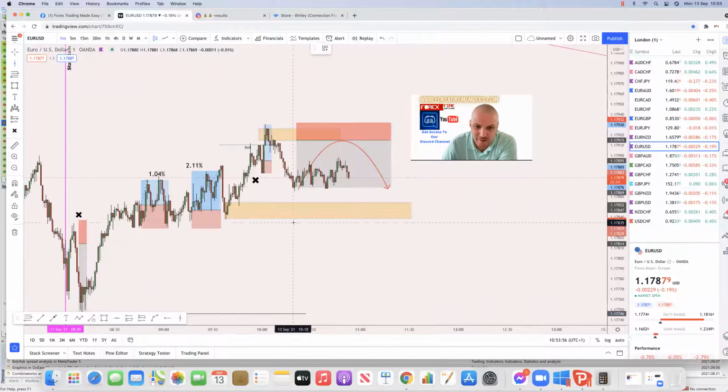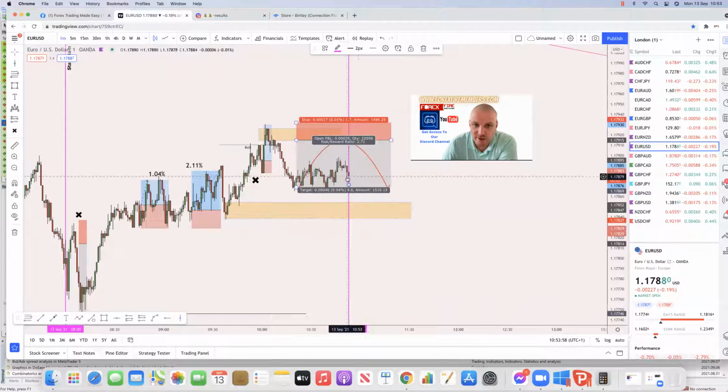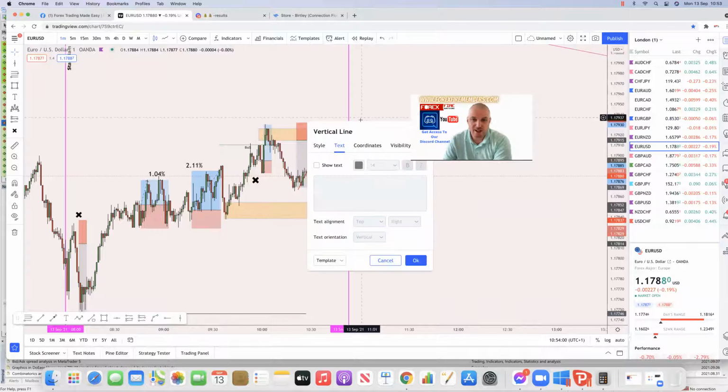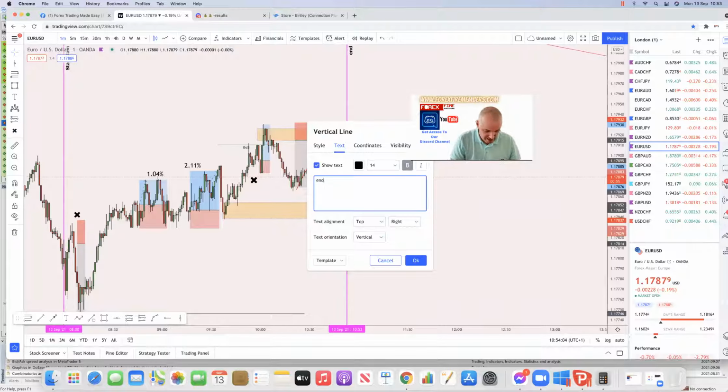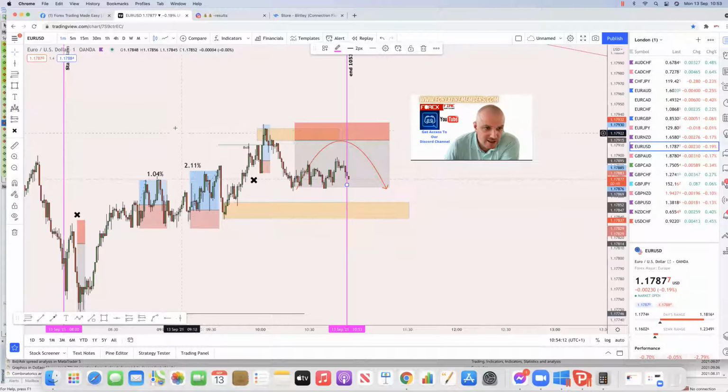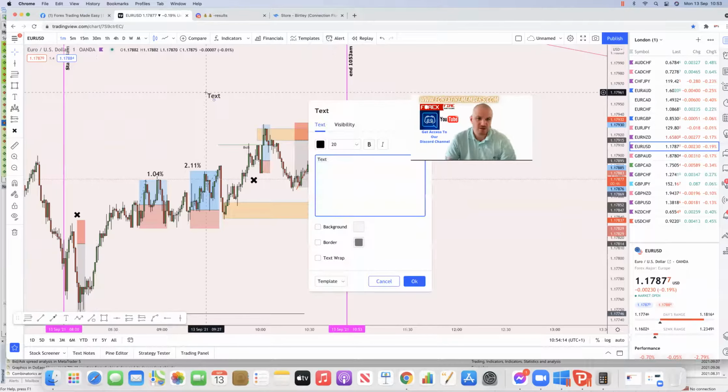Again, these clickable things are just terrible on the Mac at the moment. Short text and 10:53 a.m. Okay, so that's been the session there. The overall growth has been 0.15%.